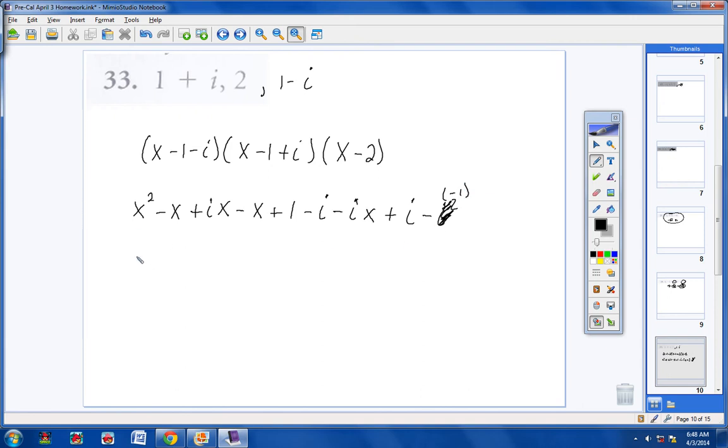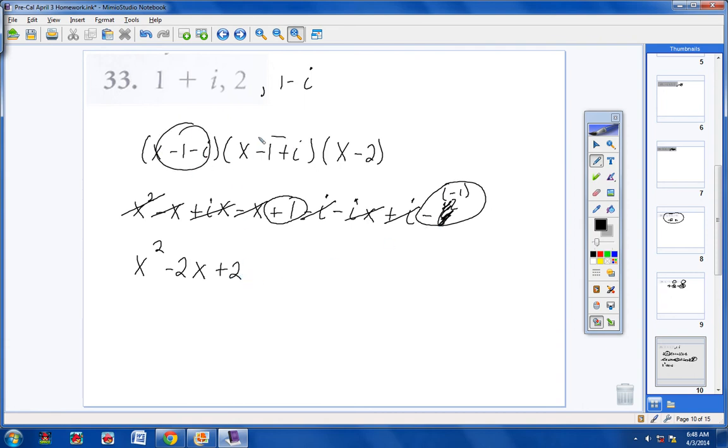Well, if we combine like terms, x squared minus 2x, so cross that off, cross that off, cross that off. Your positive ix and your negative ix cancel. Okay, your negative i and your positive i cancel, so you're left with a positive 1 and a positive 1, and that would give you a positive 2. So when I multiplied this group times this group, I came up with this group right here.